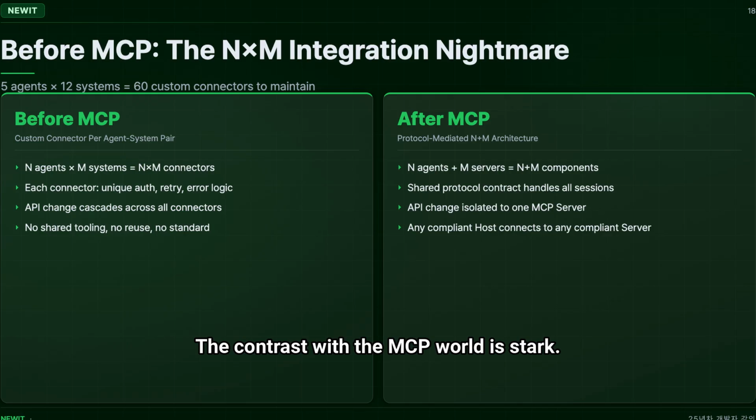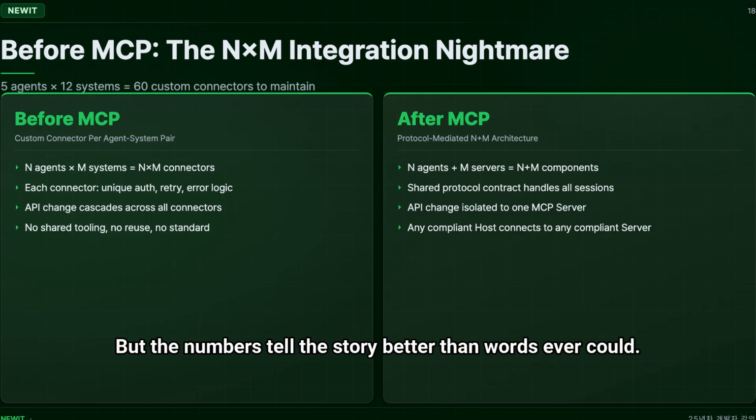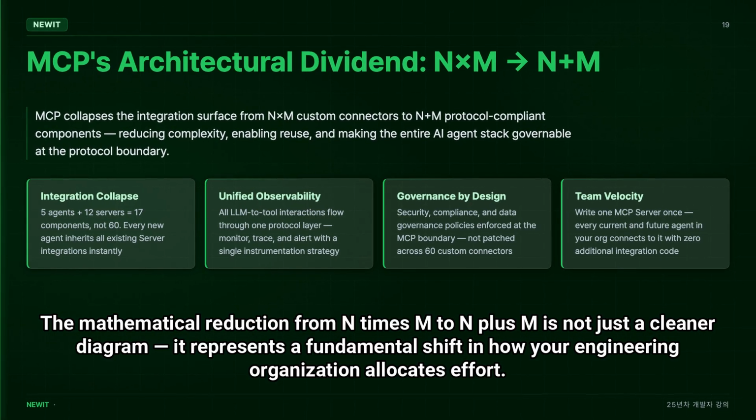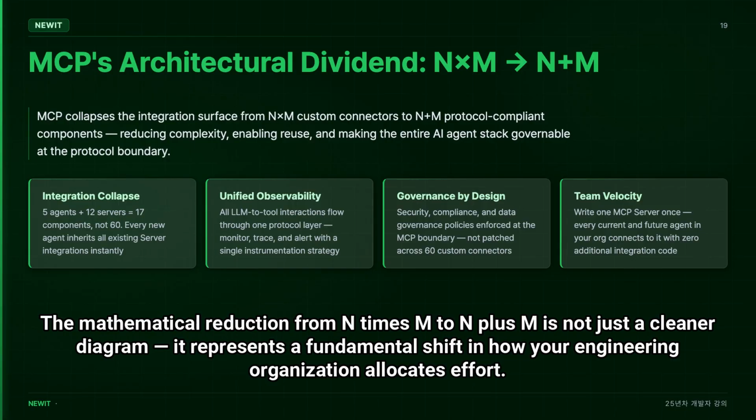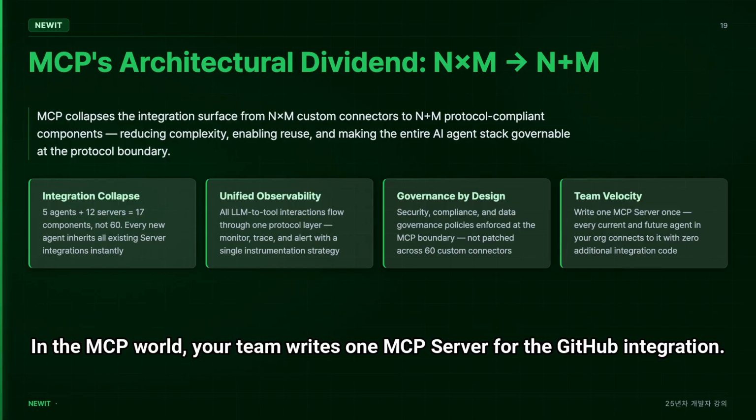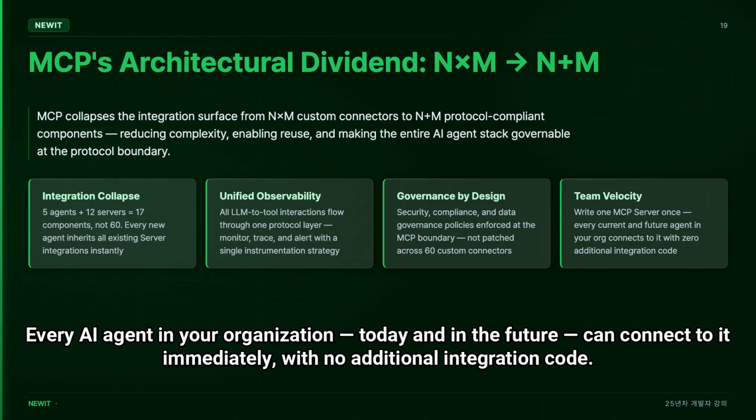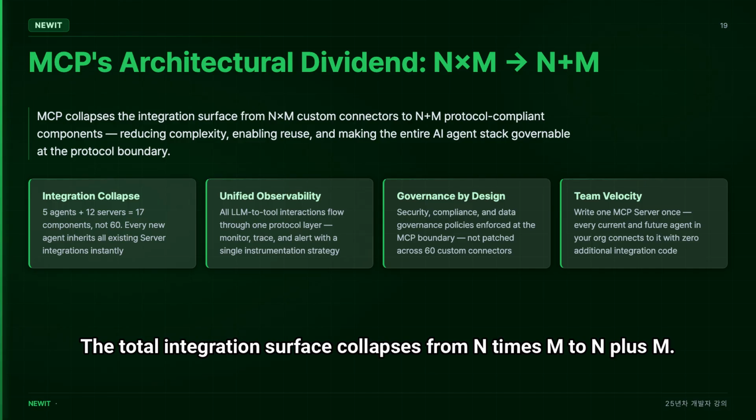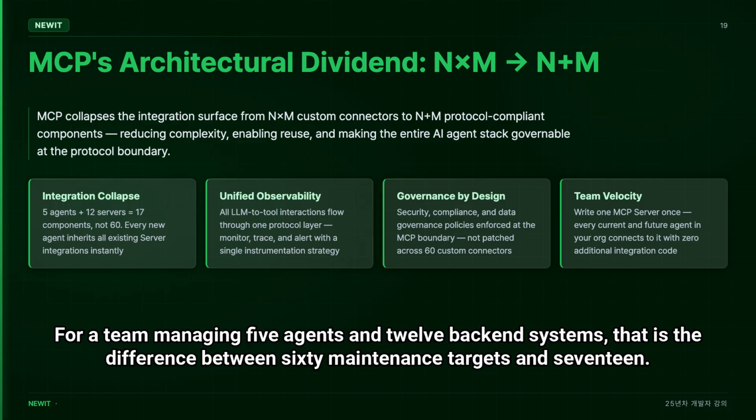The contrast with the MCP world is stark. The numbers tell the story better than words ever could. The mathematical reduction from N times M to N plus M is not just a cleaner diagram. It represents a fundamental shift in how your engineering organization allocates effort. In the MCP world, your team writes one MCP server for the GitHub integration. Every AI agent in your organization, today and in the future, can connect to it immediately with no additional integration code. You write N MCP-compliant host applications and M MCP-compliant server implementations. The total integration surface collapses from N times M to N plus M. For a team of 5 agents and 12 backend systems, that is the difference between 60 maintenance targets and 17.